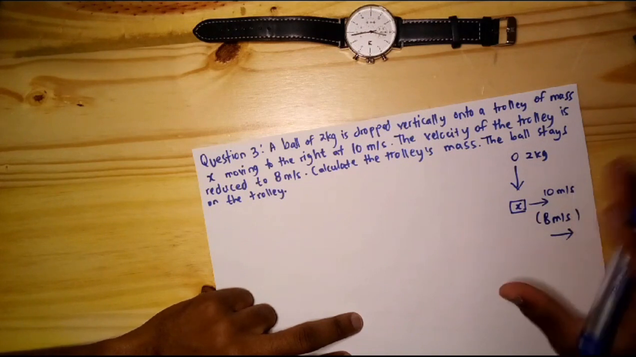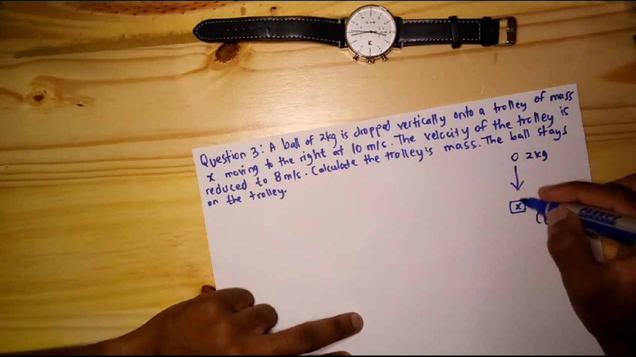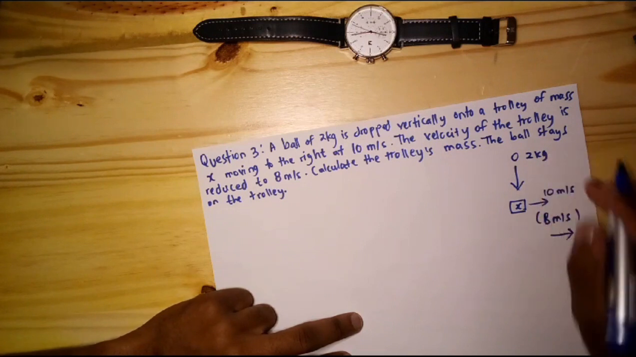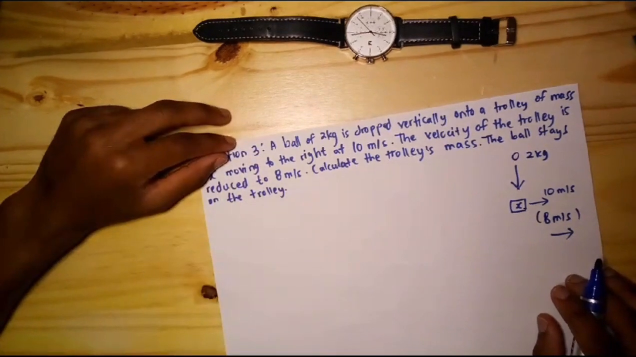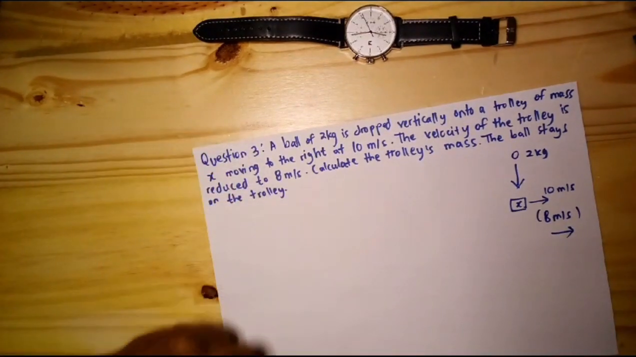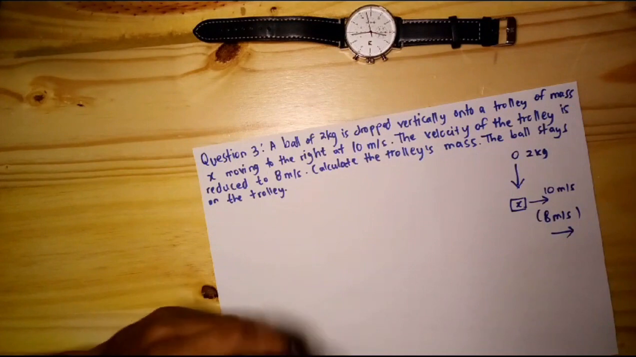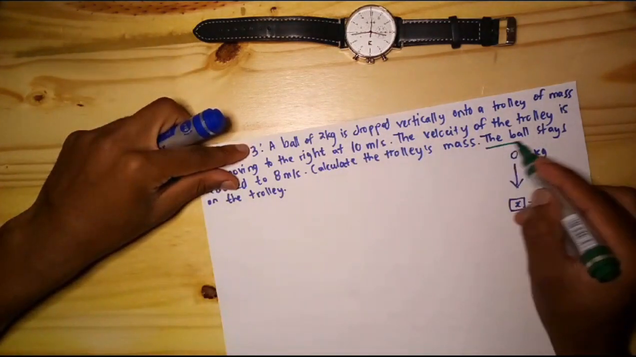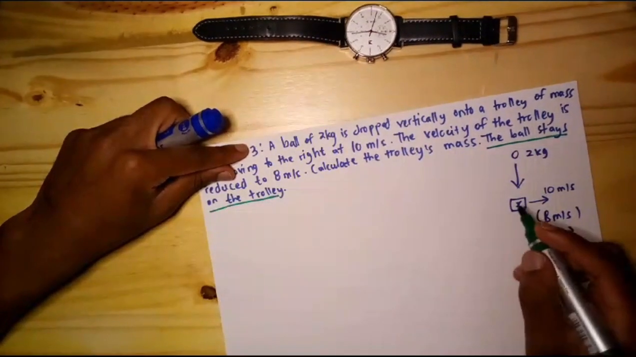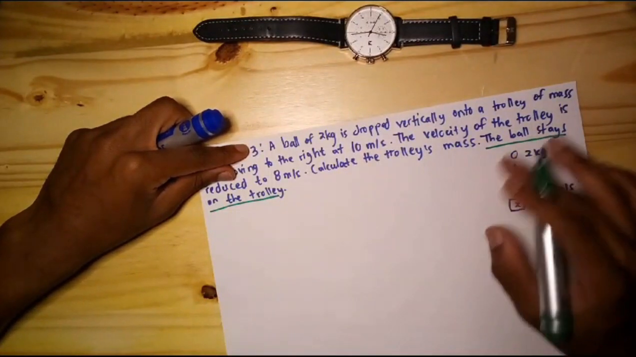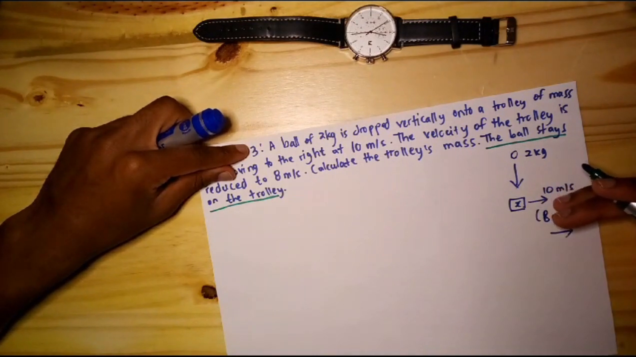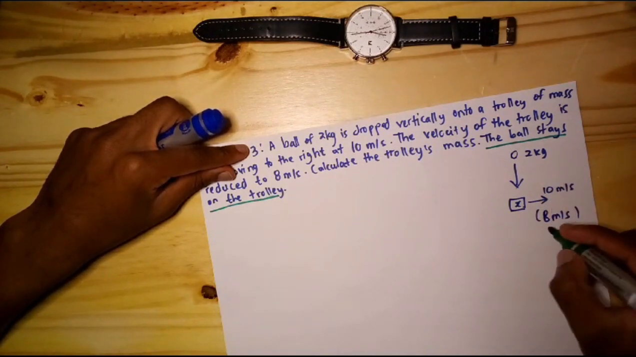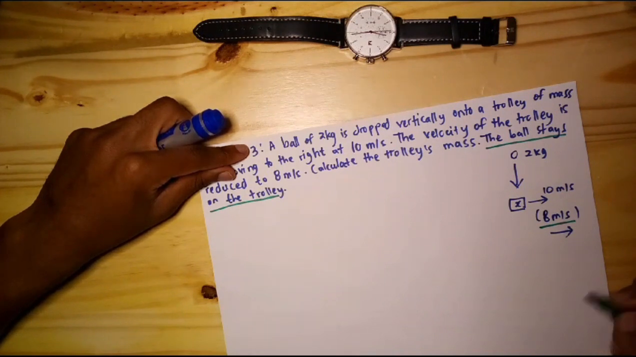It said that after this collision, the ball stays on the trolley, so they move together. Here we have a hint. This last statement, that the ball stays on the trolley, tells you that after the collision, these two are going to move in the original direction of the trolley at a given velocity, and yes, it is given.